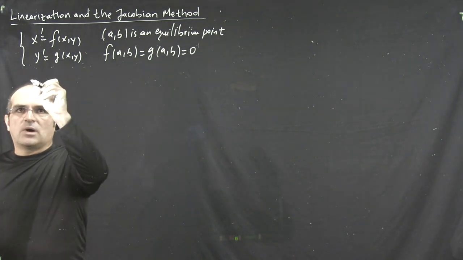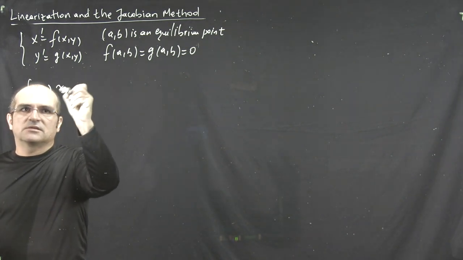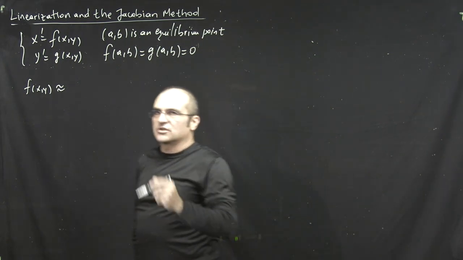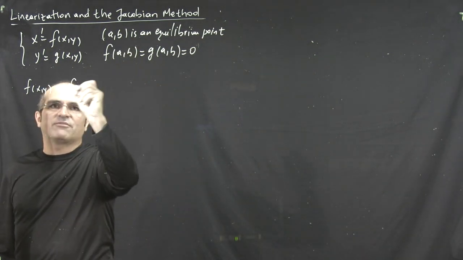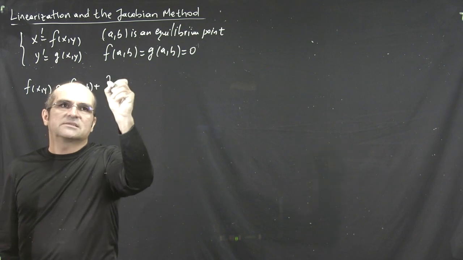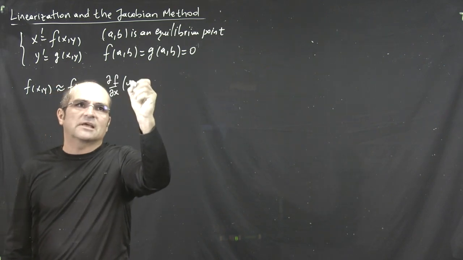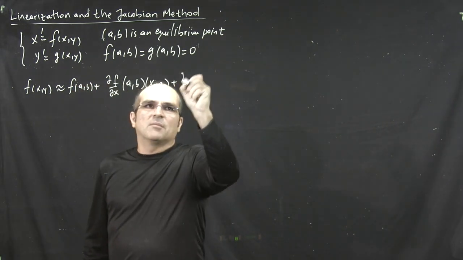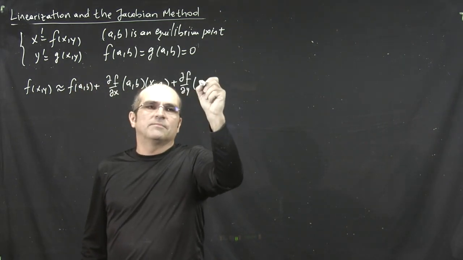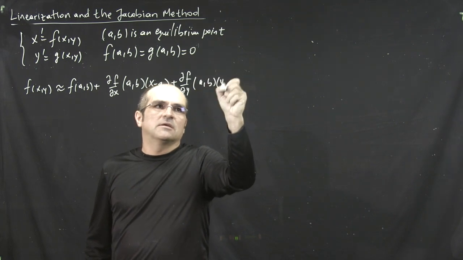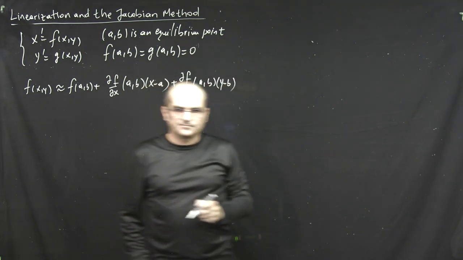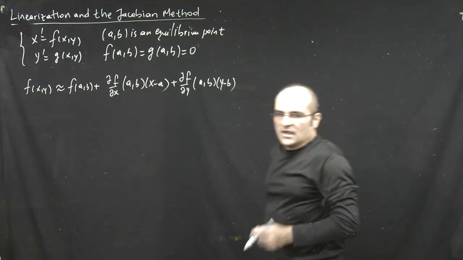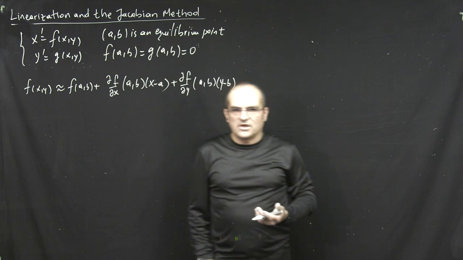So f of x, y can then be approximated by the linear approximation of that function at the point (a, b). That's f of (a, b) plus the partial derivative with respect to x at (a, b) times x minus a, and then the partial derivative with respect to y at the point (a, b) times y minus b. That's the equation of the tangent plane. And again, it serves as the linear approximation of f of x, y.